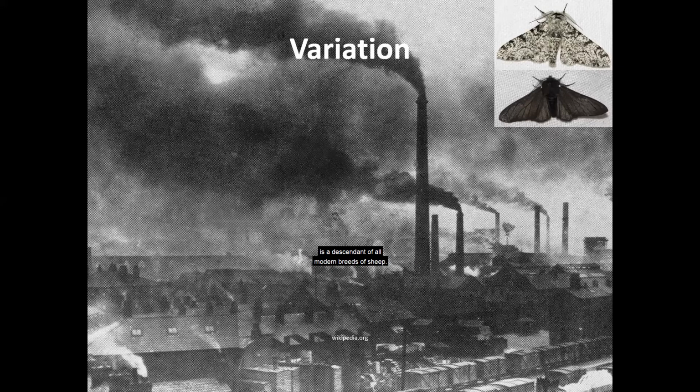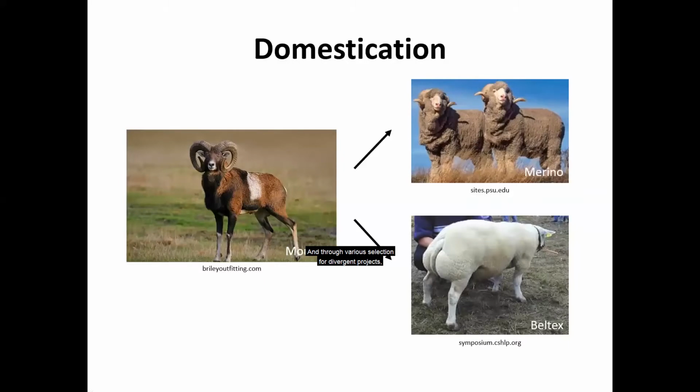So last week, we started with the concept of domestication. And we talked about how the Mouflon sheep was a descendant of all modern breeds of sheep. And through various selection for divergent products, from milk to meat to fiber, different breeds evolved from that. Basically, there was specialized selection for different purposes, which resulted in consistent types. And in the example here, the type of the Merino sheep selected for wool production versus the type of the Beltex ram below selected for meat production.